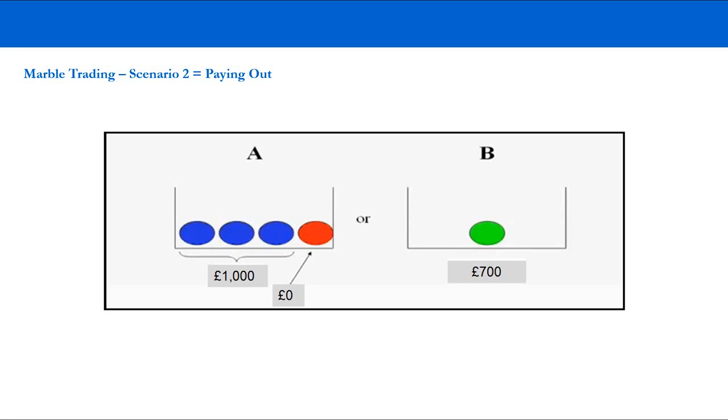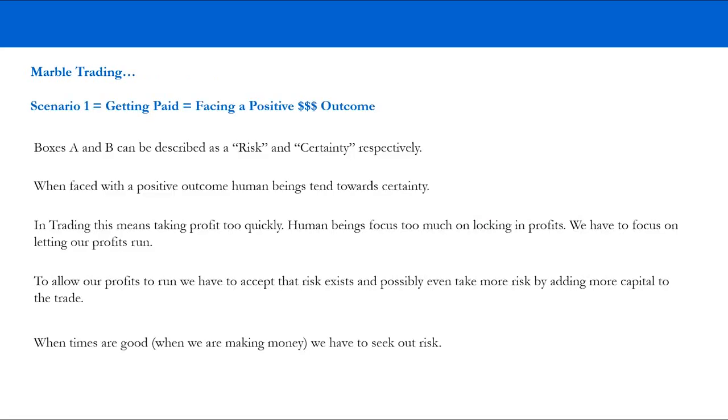Okay, so hopefully by now you've got your answer to scenario 2, paying out. So we looked at two scenarios: getting paid, when I have to pay you, and the second scenario, paying out, where you still put your hand in the box, but the outcome is you're paying me. Let's go through the psychology of what we just did there.